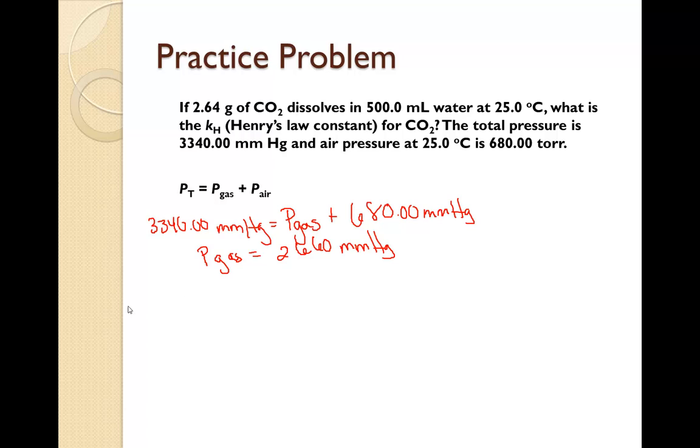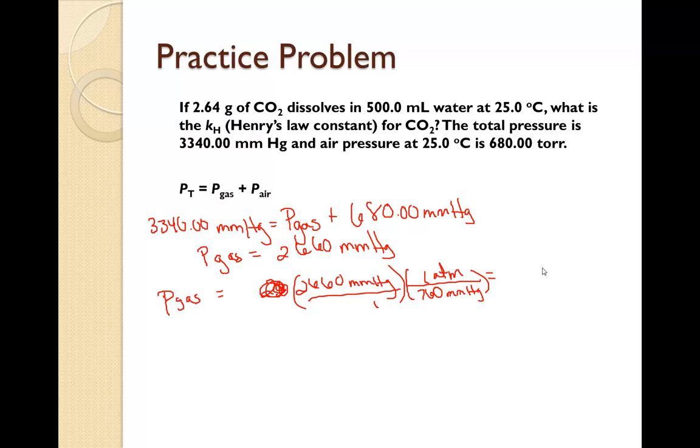We need to convert this over to atmospheres. So the P of the gas is equal to 2,660 millimeters of mercury over 1, with 760 on the bottom and 1 atm on the top. Divide that out, and it comes out to be 3.50 atmospheres.